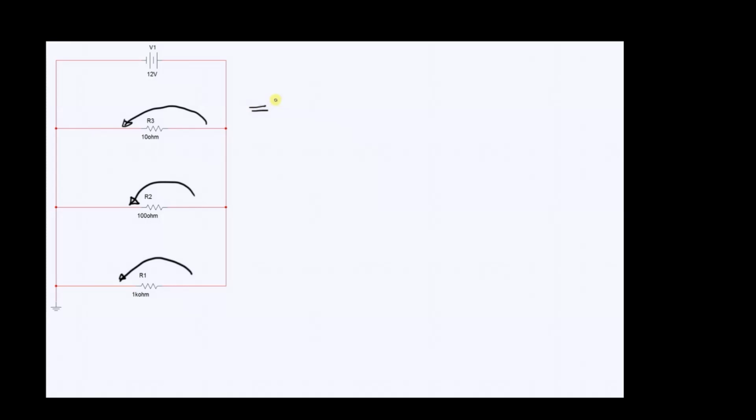all equal 12 volts. Therefore, from Ohm's law, current is equal to voltage divided by resistance. We can work out each current flowing, and then when we've calculated those currents, we can add them together and get the total current IT flowing at this point. IT will also join back together here.